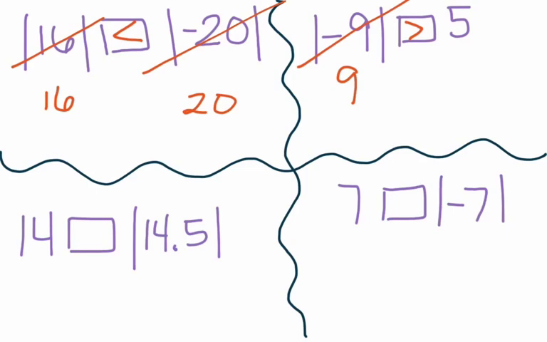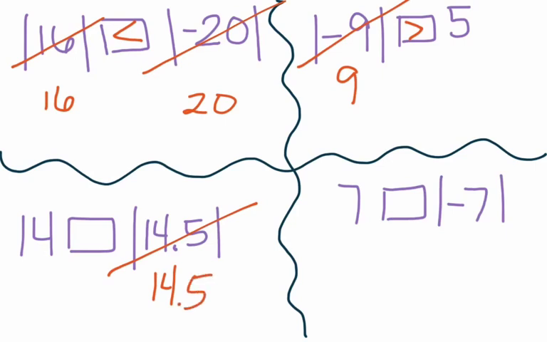So I know 9 is greater than 5, so we would say that the absolute value of -9 is greater than 5. Going to the bottom left problem, this one again, we only have the absolute value on one of them, so we are comparing 14 and the absolute value of 14 and 5/10. So I know that the absolute value of 14 and 5/10 is 14 and 5/10.